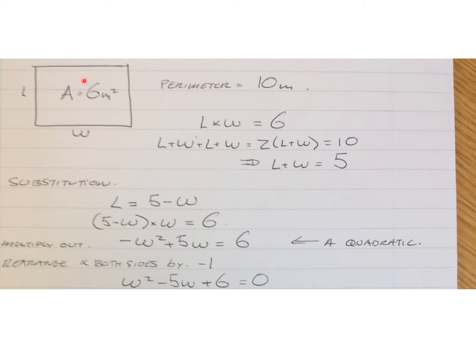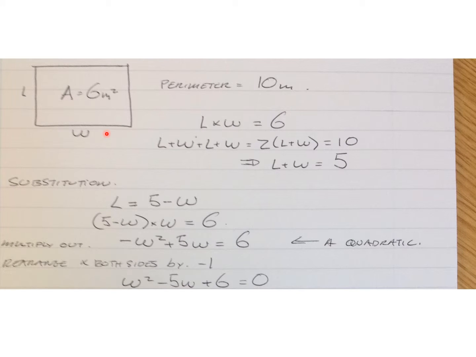We know the information about the area, 6 meters squared. We know the perimeter is 10 meters. And the things that we want to find, so this is where we're adding information to our diagram, we want to know the length and the width of this rectangle.